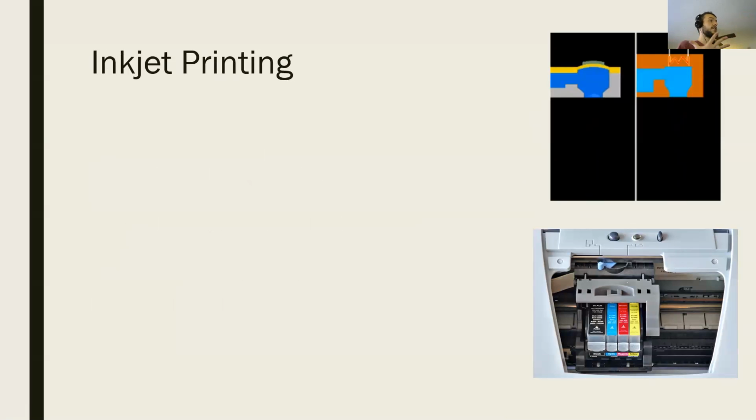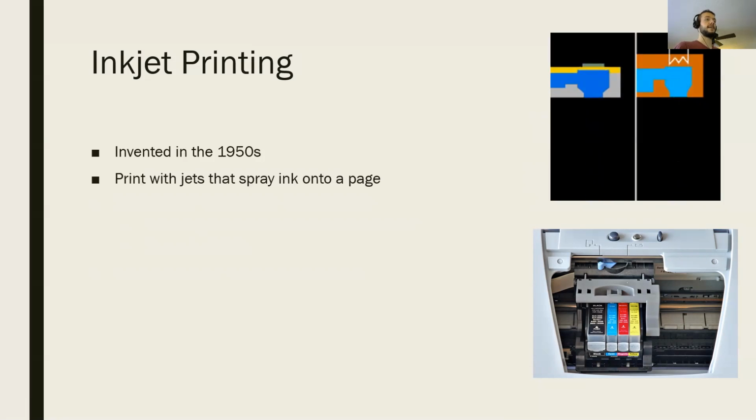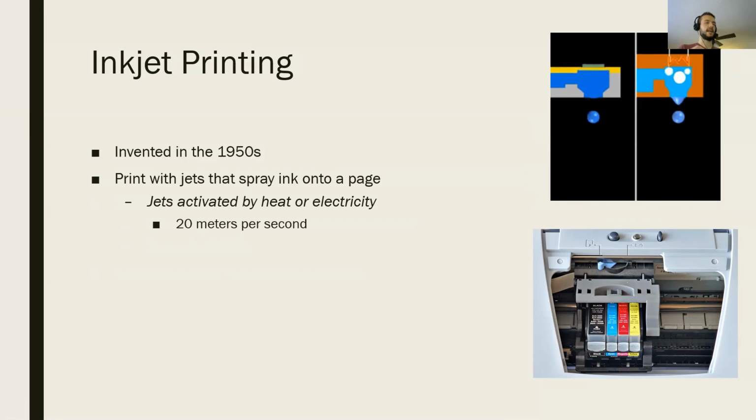Another more modern example of printing, which used a lot more electrical methods, is the process of inkjet printing. So this was something that was invented in the 1950s. And as the name suggests, it is a printer which uses jets that spray ink onto the page. And these jets are activated by a source of heat or electricity. Once this kind of electrical impulse is applied, a droplet of ink is forced very rapidly onto the page. It goes about 20 meters per second.